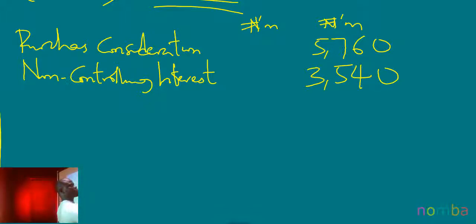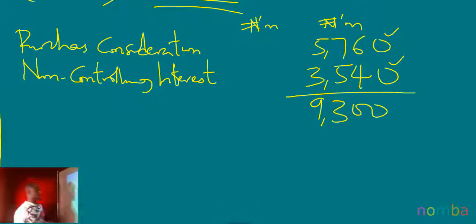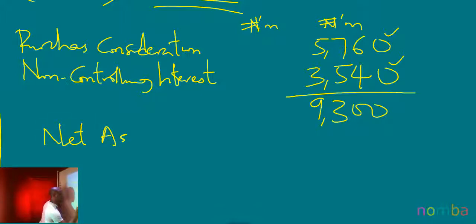Okay. So he paid 5,760 for 60%, 3,540 for 40%. So that's 100% value. So how much is that? Let's add the two together. 5,760 plus 3,540 gives me 9,300. Having determined my 9,300, I will cancel it out against the net asset acquired.